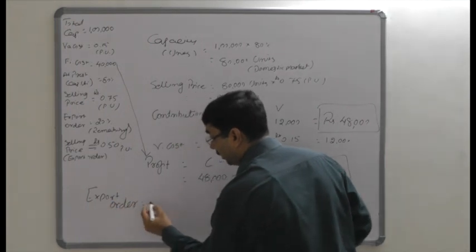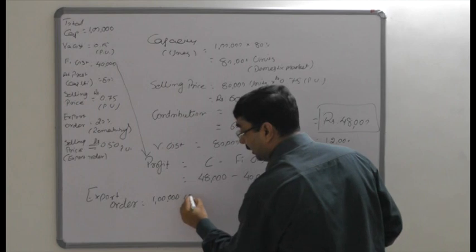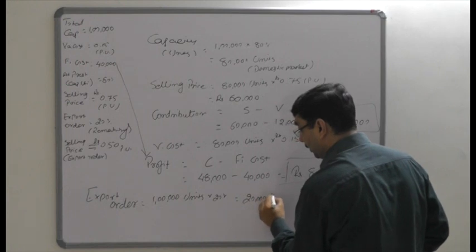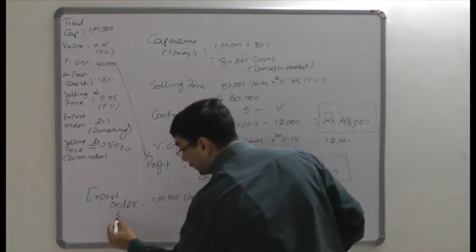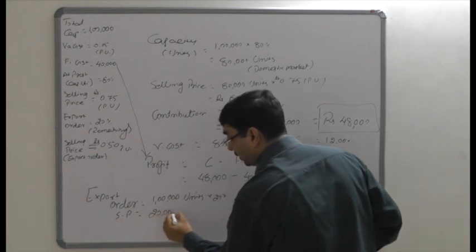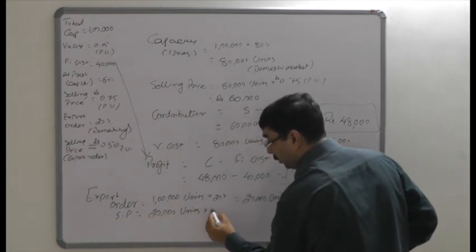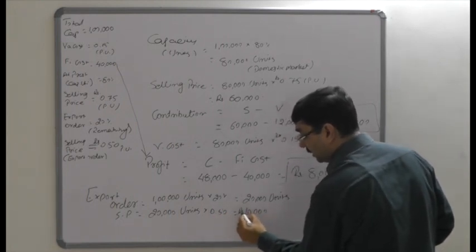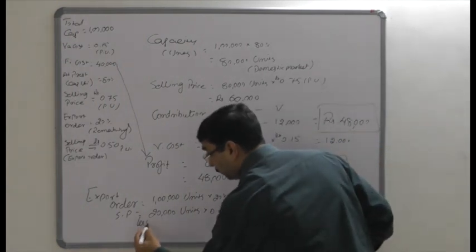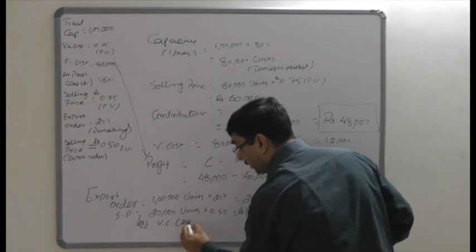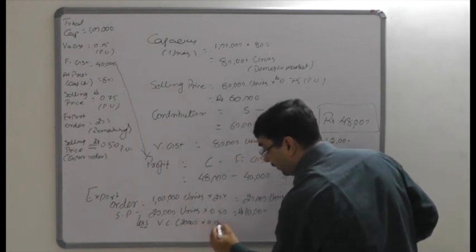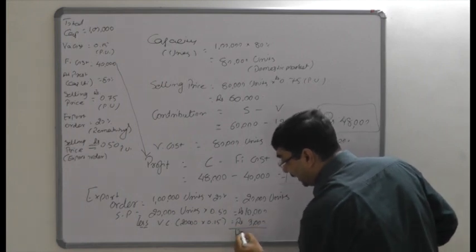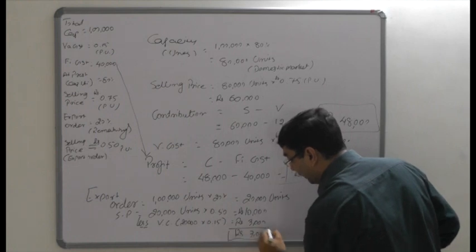In case of that export order, 1 lakh units into 20% remaining capacity comes to 20,000 units. These 20,000 units are sold. So the sales price is 20,000 units into 0.50, which comes to 10,000 rupees. Less variable cost, 20,000 units into 0.15 comes to rupees 3,000. So directly they would earn 7,000 rupees of profit.